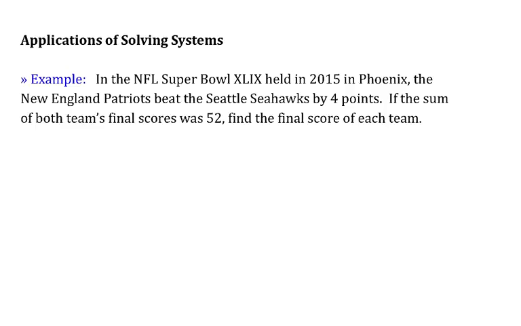In this problem, we won't know until we set it up which method looks a little easier. So let's work on the setup. In our example here, we have that in the NFL Super Bowl 49, held in 2015 in Phoenix, the New England Patriots beat the Seattle Seahawks by 4 points. If the sum of both teams' final scores was 52, find the final score of each team.